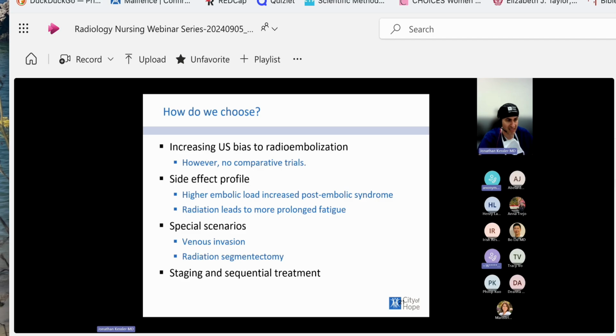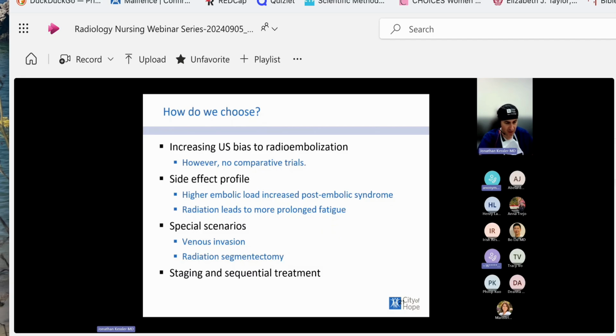So maybe we'll go with a Y90 because we'll be able to treat it very selectively in that case. On the other hand, if we're going to have a big lung shunt, because those beads are so small and are going to pass through the liver and go to the lungs, Y90 might not be a good option in those cases.